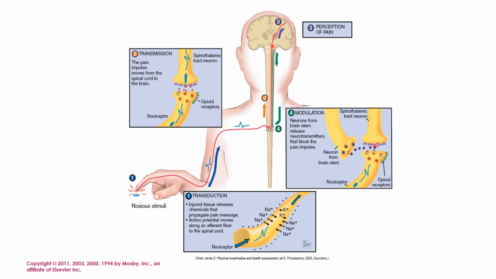The impulse will again be transmitted to the spinal cord, and the neurons from the brain stem will release neurotransmitters that block the pain impulse. So as you can see here, at this level, we have the presence of the nociceptors and the opioid receptor. The same is true at this level. There is also the presence of the opioid receptors in the neurons and the nociceptors.